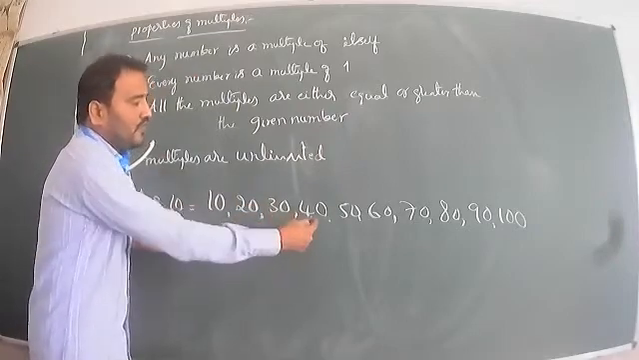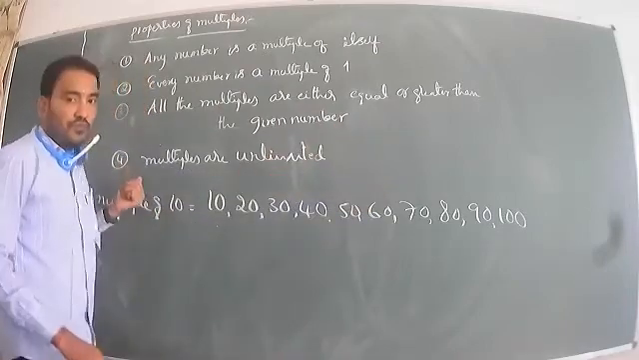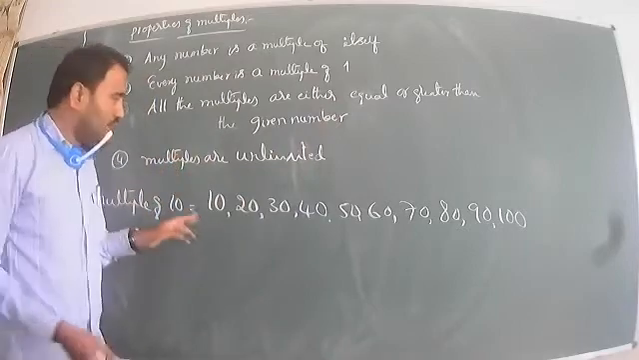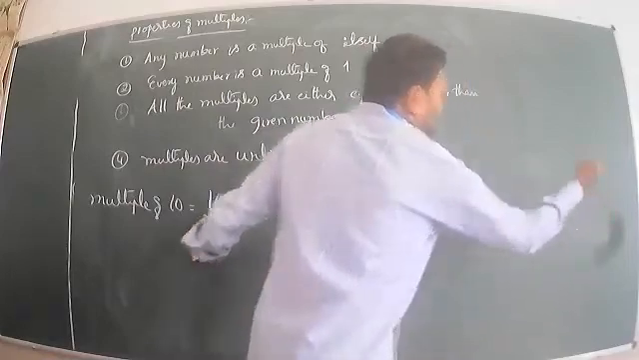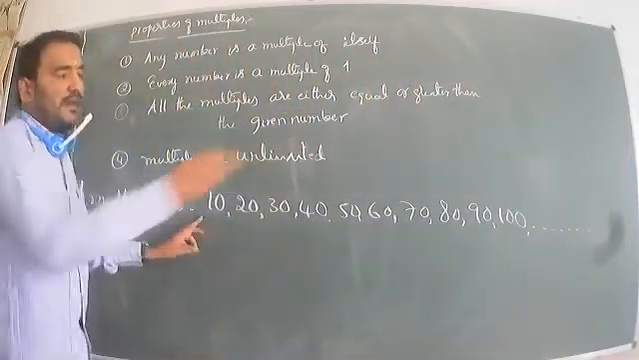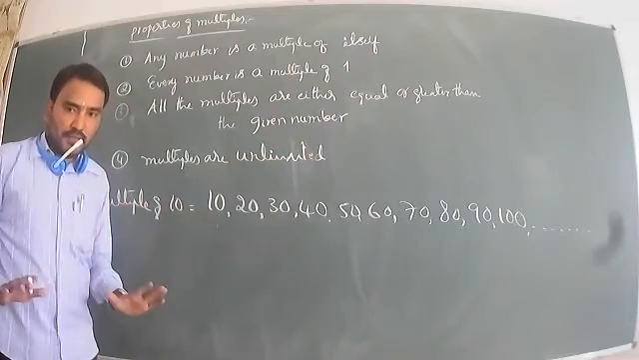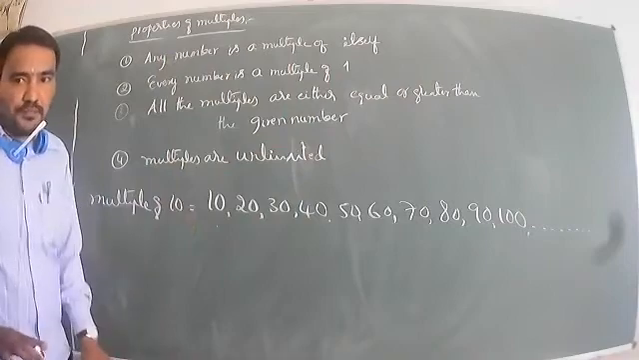10, 30, 40, 50, 60, 70, 80, 90, 100. Okay. Fourth property: all the multiples are unlimited. So we can multiply, goes on 10, after that 11, so it goes on multiplying. So multiples are unlimited. These are the properties of multiples.